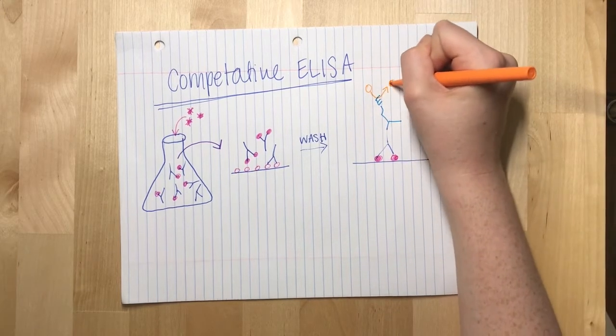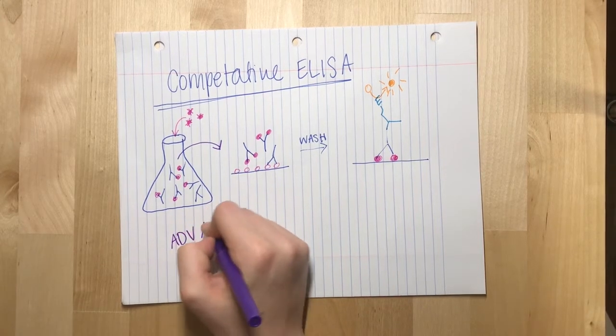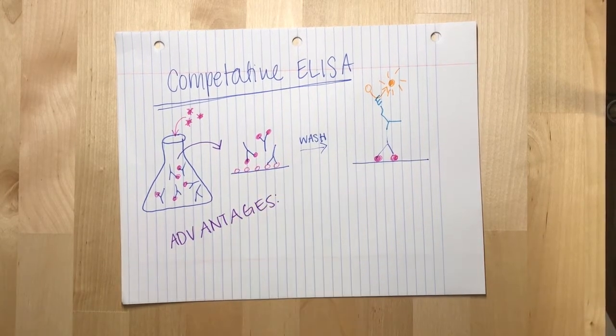The main idea for this type of ELISA is that the more antigen you have in a sample, the more antigen-antibody complexes will form, so less unbound antibodies are able to bind on the plate well. This is competition. More competition leads to a weaker signal.